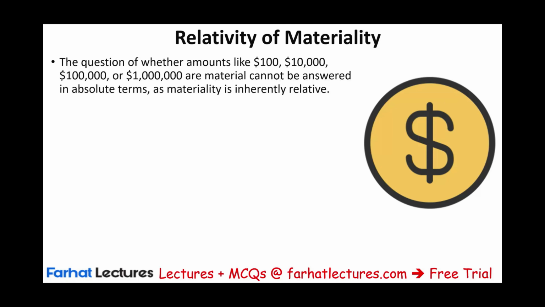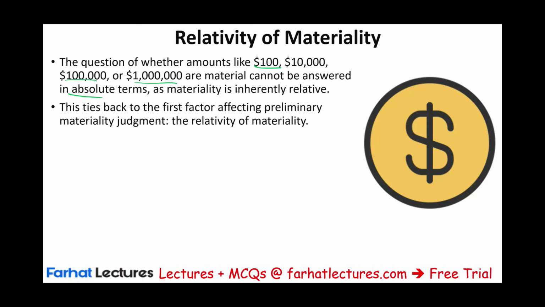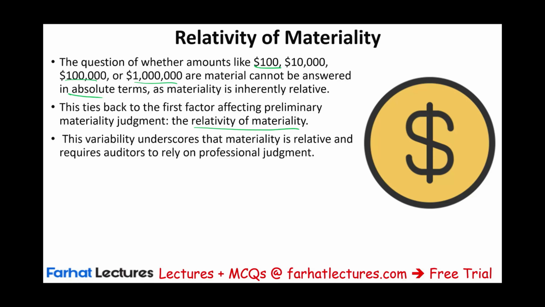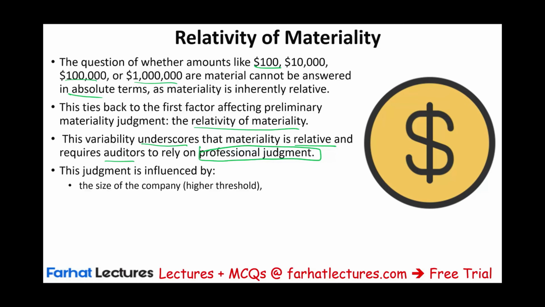Relativity of materiality means the question of whether $100, $10,000 or $1 million are material cannot be answered in absolute terms. Why? Because materiality is relative. This ties back to the first factor affecting materiality, the relativity of materiality that we talked about in the previous slide. This variability underscores that materiality is relative and requires the auditor to rely on, again, professional judgment. Now, this judgment is influenced by what? First, the size of the company. If the company is large, generally speaking, your threshold will be higher because the larger the company, smaller errors should not be a big deal.